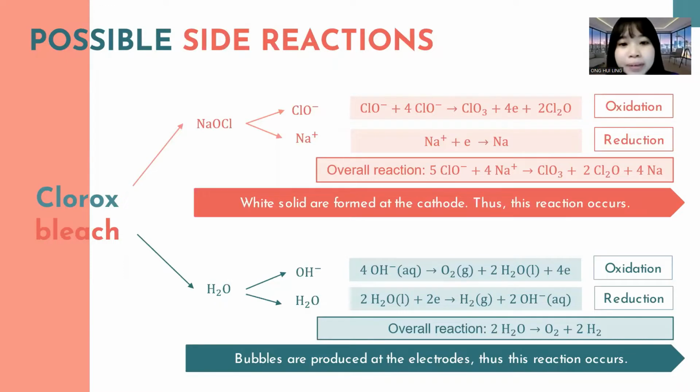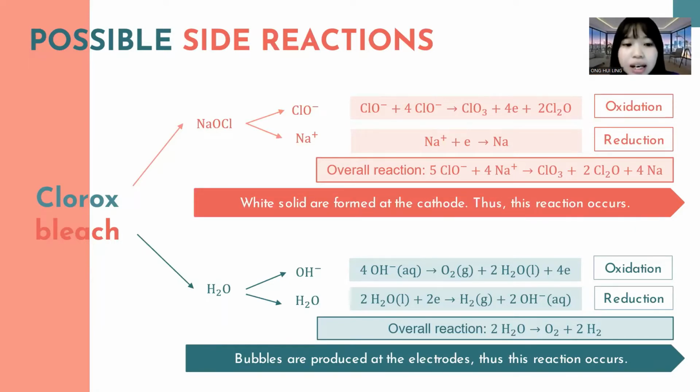2 possible side reactions occur inside the Clorox bleach, involving NaOCl and H2O. In NaOCl, ClO negative ions undergo oxidation and Na plus ions undergo reduction. The half cell equations and overall equation are shown here. At the end of the experiment, a white solid formed at the cathode. It was predicted that the white solid is sodium metal, thus this reaction occurs.